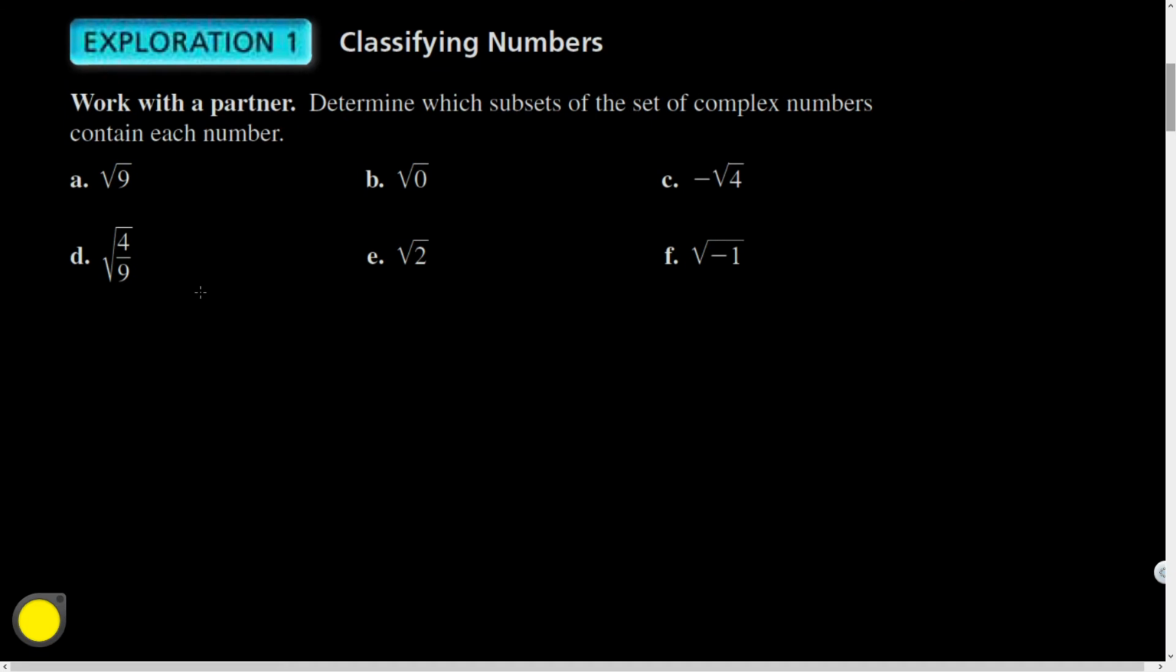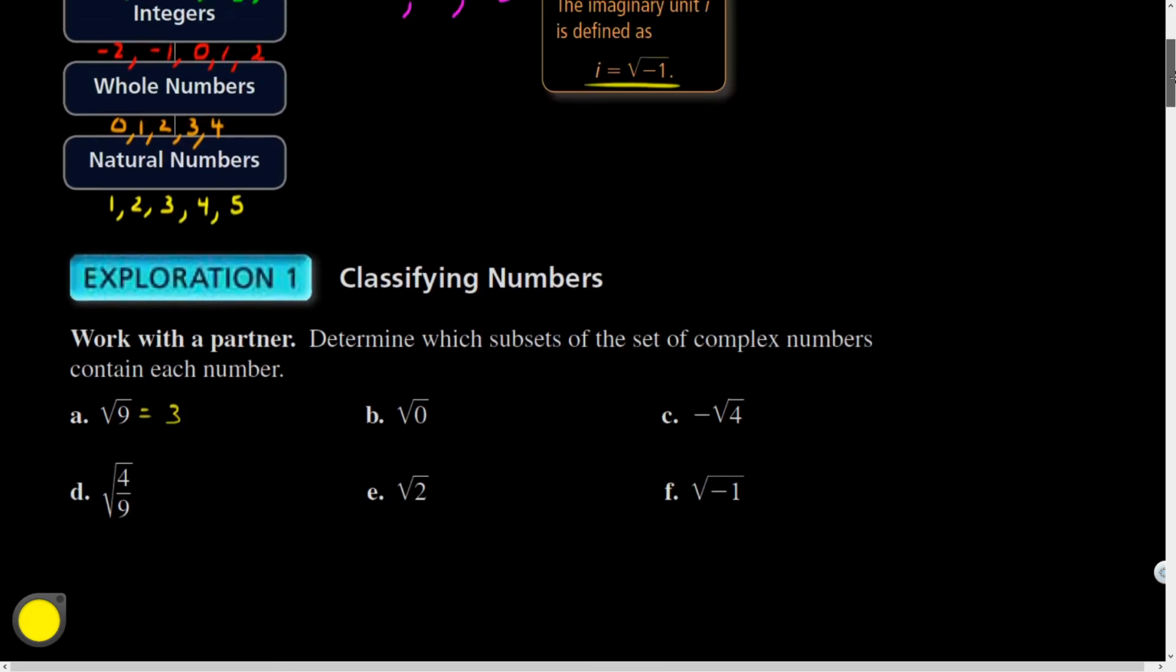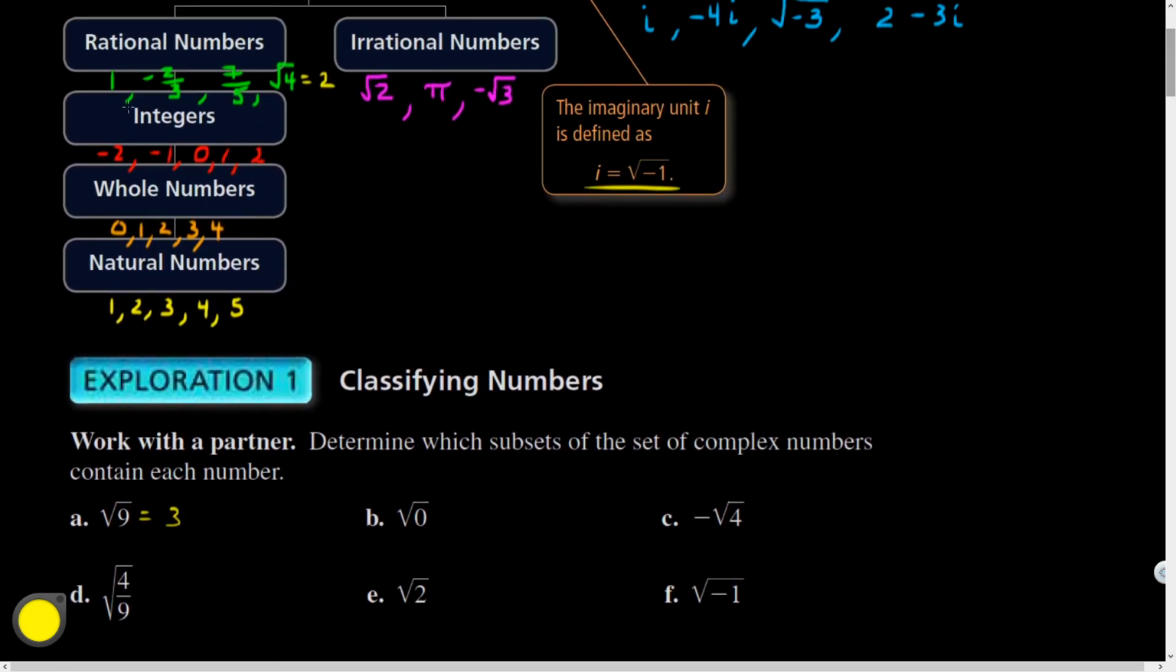And so if I'm classifying numbers, here we go. This was an exploration. The square root of 9 is 3. Determine which subsets of the set of complex numbers contain each number. So 3 is part of the natural, part of the whole, part of the integers. So I'm just gonna say integer. The square root of 0 is 0, and so that is included in the integers and everybody underneath it.